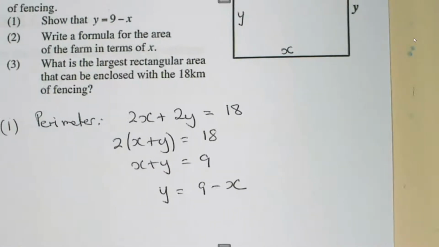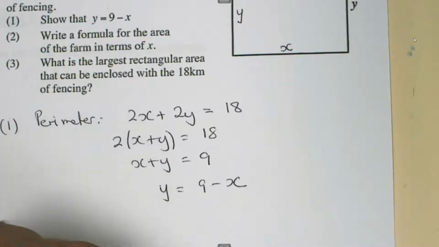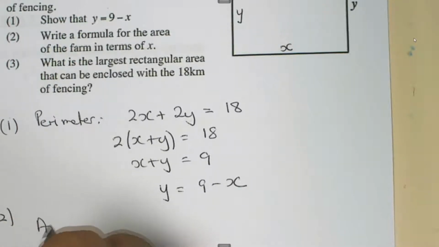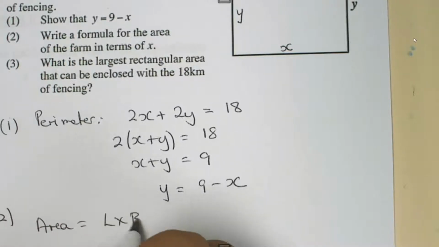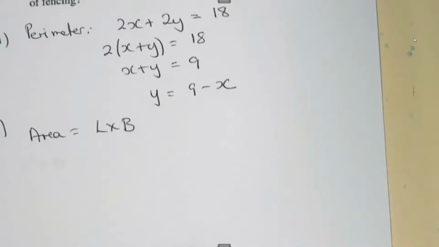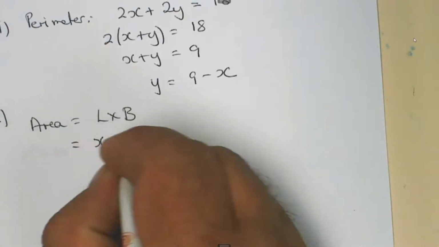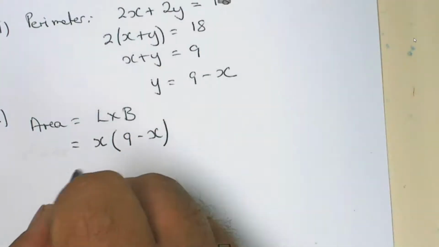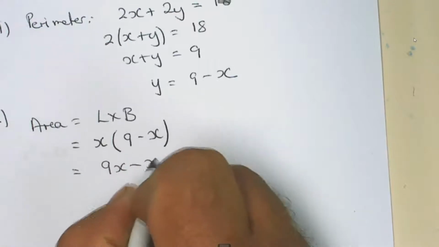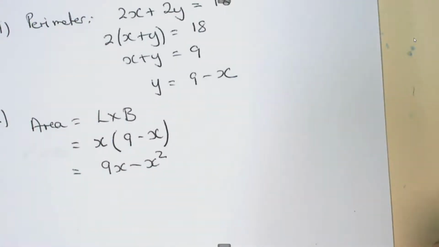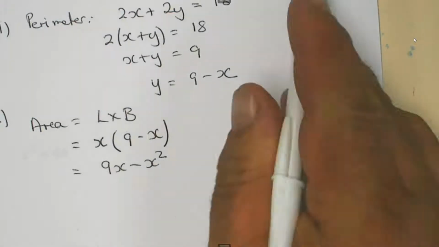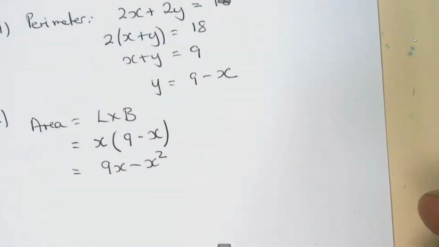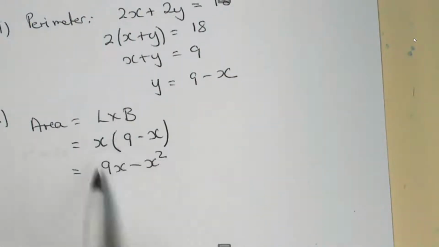Write a formula for the area in terms of x. Now, the area is equal to length times breadth for a rectangle. And the length of the rectangle is x, and the breadth here is 9 minus x. So the area is given as 9x minus x squared. That is the area formula for the rectangle. What is the largest rectangular area that can be enclosed by 18 kilometers of fencing? So they just basically want the maximum of this.